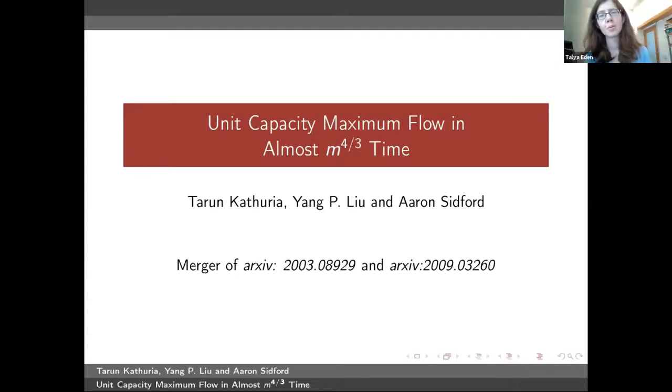Okay, we're about to start with the last talk of this session by Yang Liu about unit capacity maximum flow in almost m to the 4/3 time. Thanks for the introduction. Hi everyone, I'm Yang, and I'm going to be talking about improved algorithms for the maximum flow problem. This is a merge of two papers, a paper of Aaron and I, and a paper of Tarun.